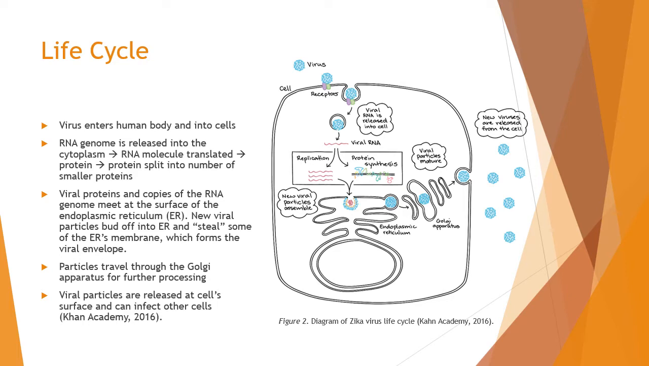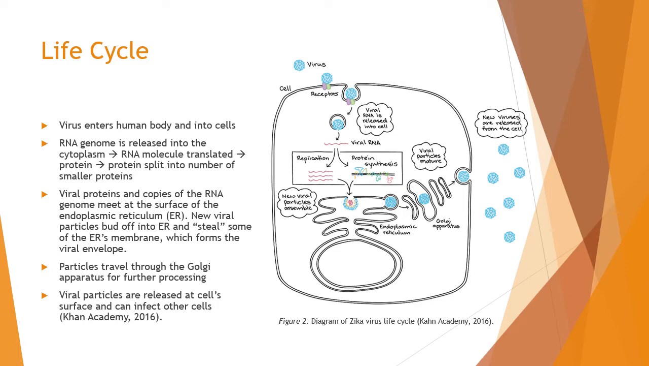After the viral particle has entered the host cell, the RNA genome of the Zika virus is released into the cytoplasm of the cell, where it is translated into a protein by enzymes. The protein then splits into many smaller proteins. Some of these smaller proteins become structural components that are needed to make new viral particles, while others copy and process the RNA genome.